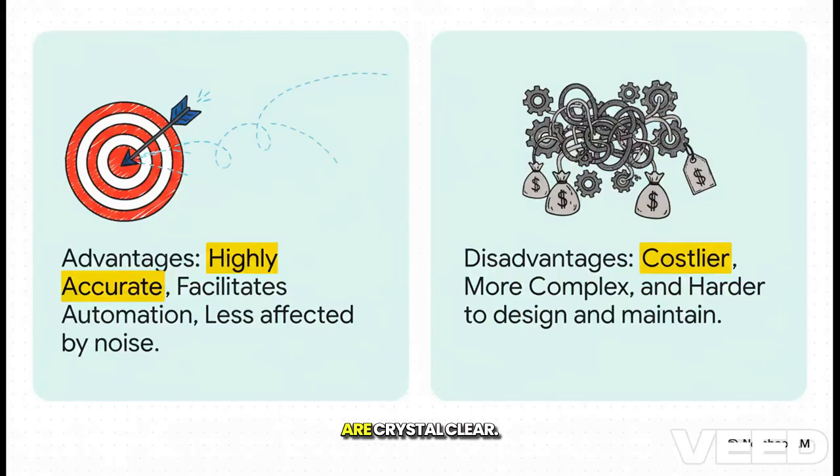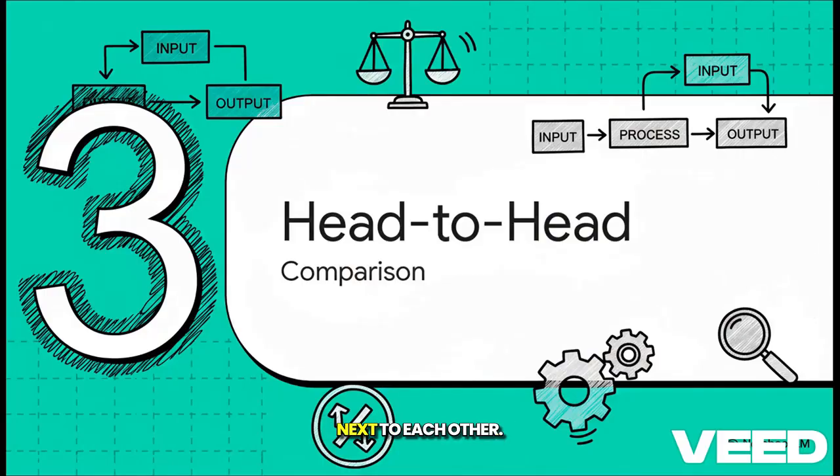The benefits here are crystal clear. You get high accuracy, real automation, and reliability. But all that sophistication comes at a price. These systems are way more complex, which makes them more expensive, and definitely harder to design and maintain. You're adding a bunch of extra components like sensors and comparators. So let's put them right next to each other. Let's do a little head-to-head showdown and see how they really stack up.